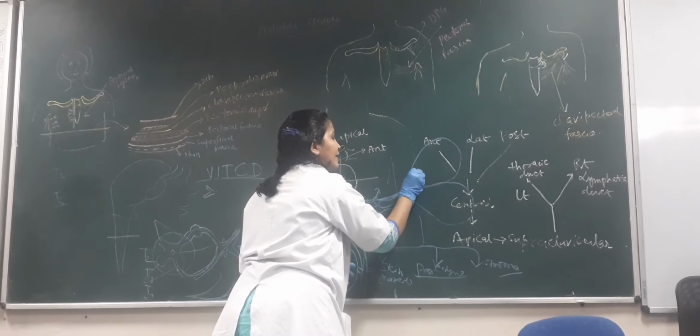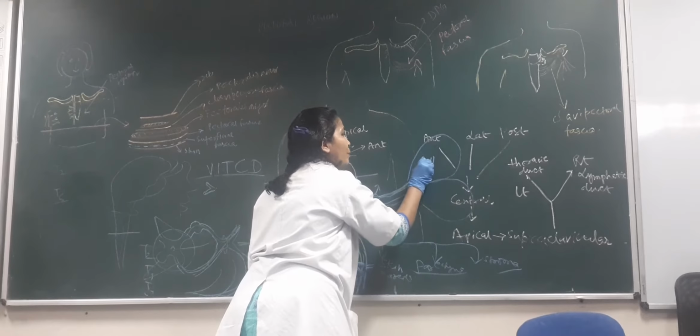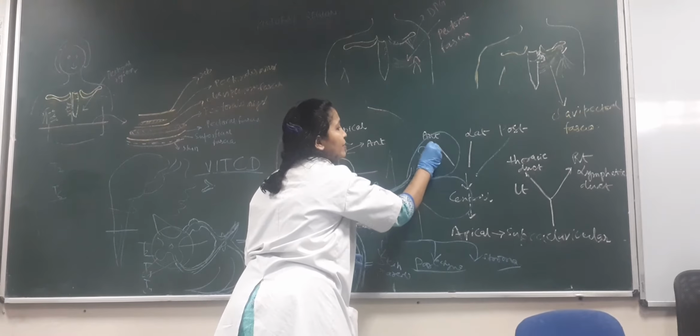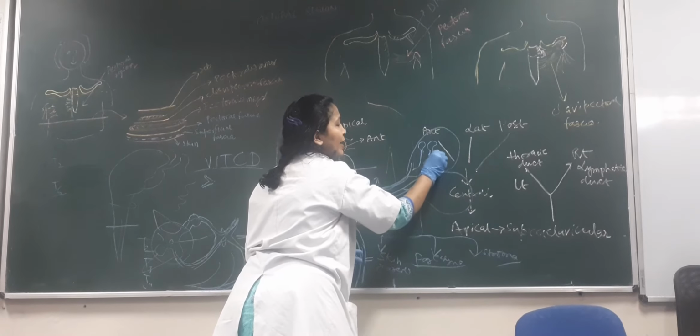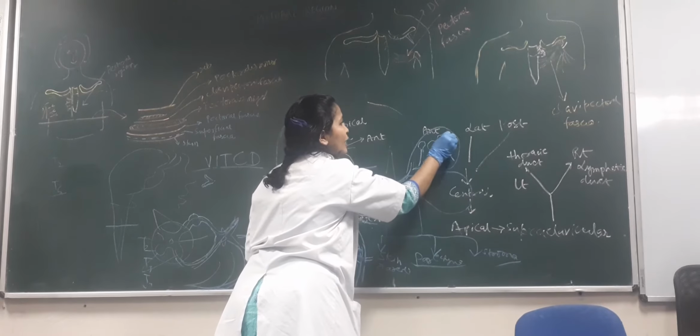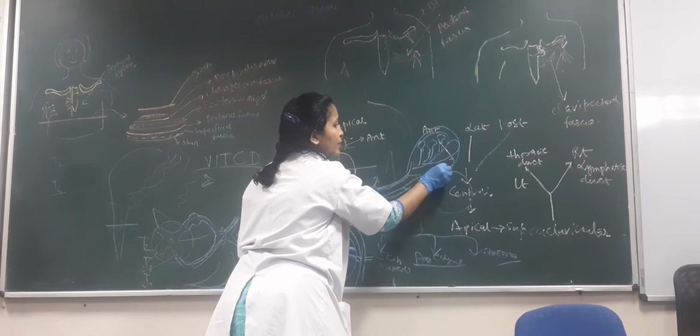and it will give rise to many ducts which will open into the tubulo-acinar variety of secretory unit. So it has got many lobules. One lobe has got many lobules.